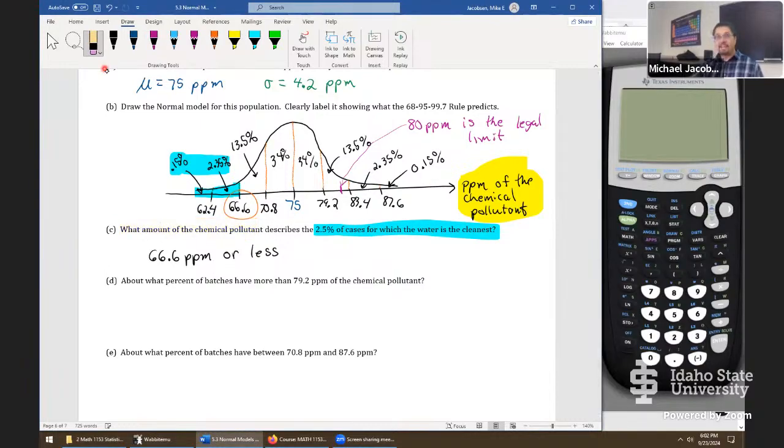Let me reset the highlighting first. Now we're asking about what percent of batches have more than 79.2 parts per million of the chemical pollutant. Notice how parts C and D are kind of backwards. Part C gave the percentage. We want to find the value on the horizontal axis, the 66.6. But now, part D, they gave us a value on the horizontal axis, 79.2.